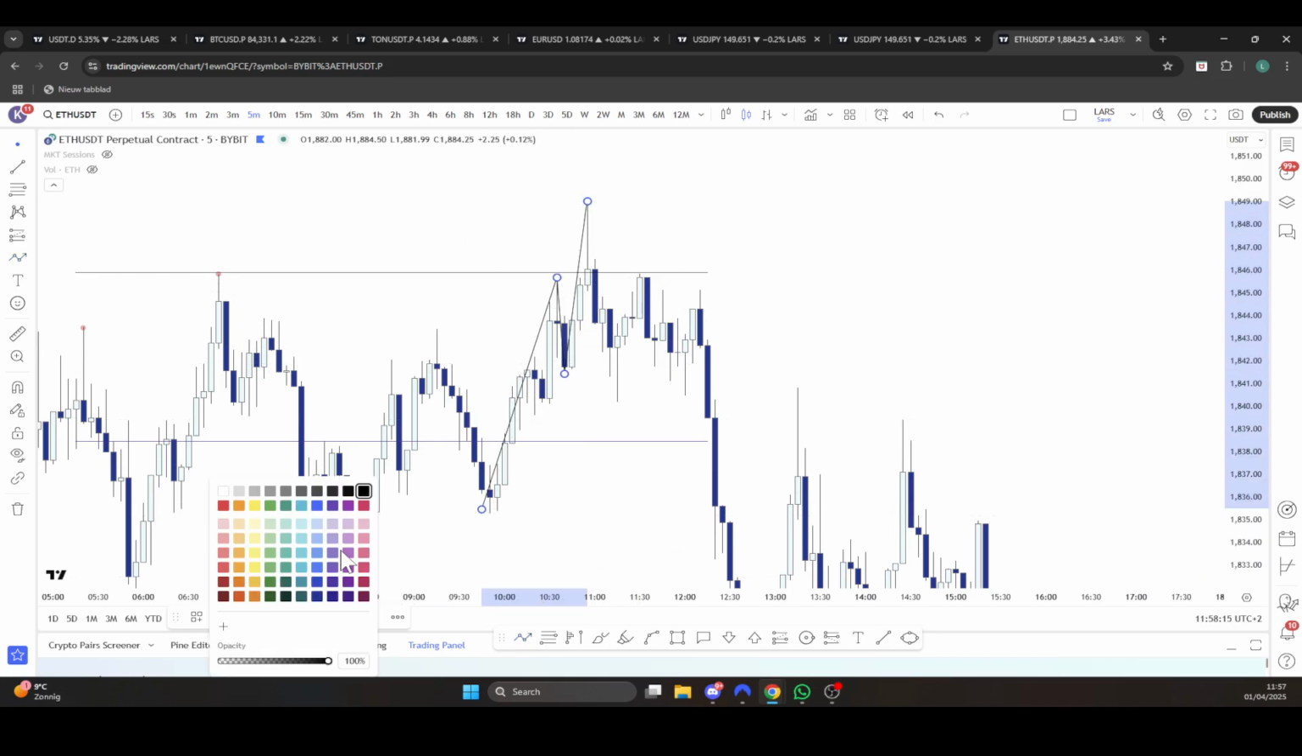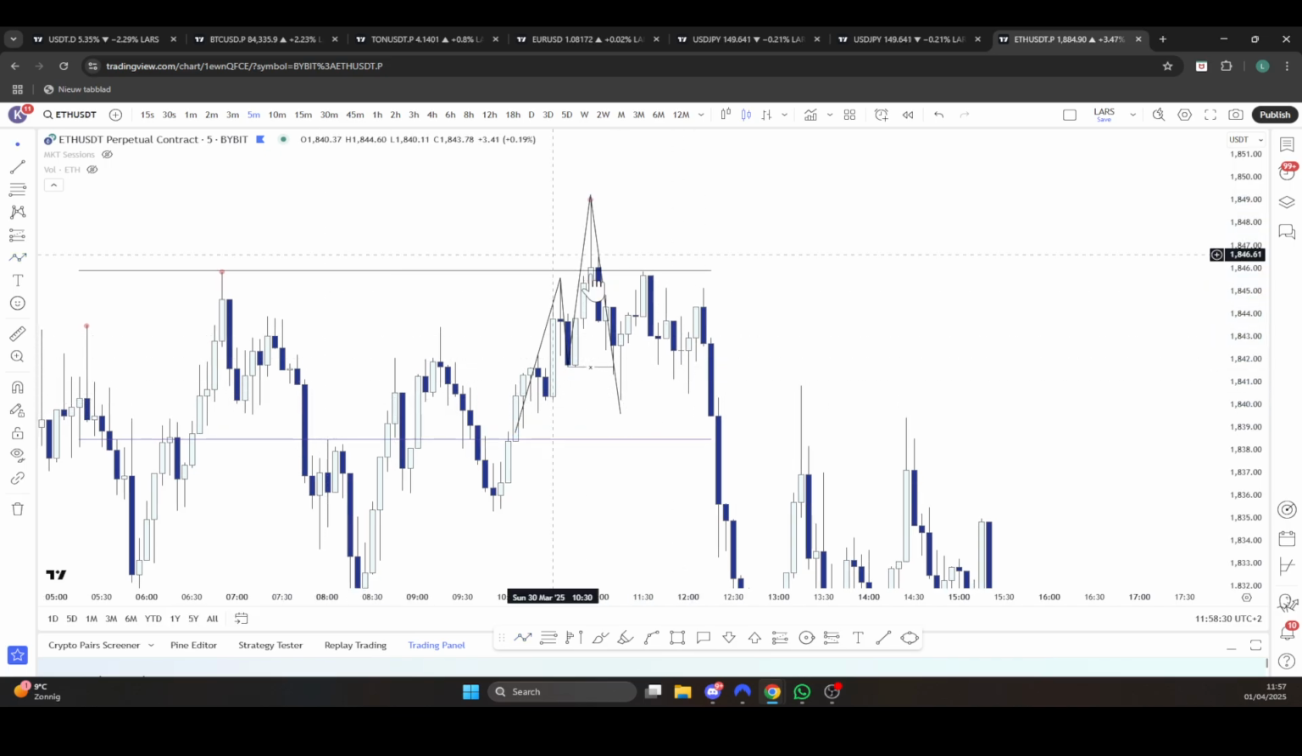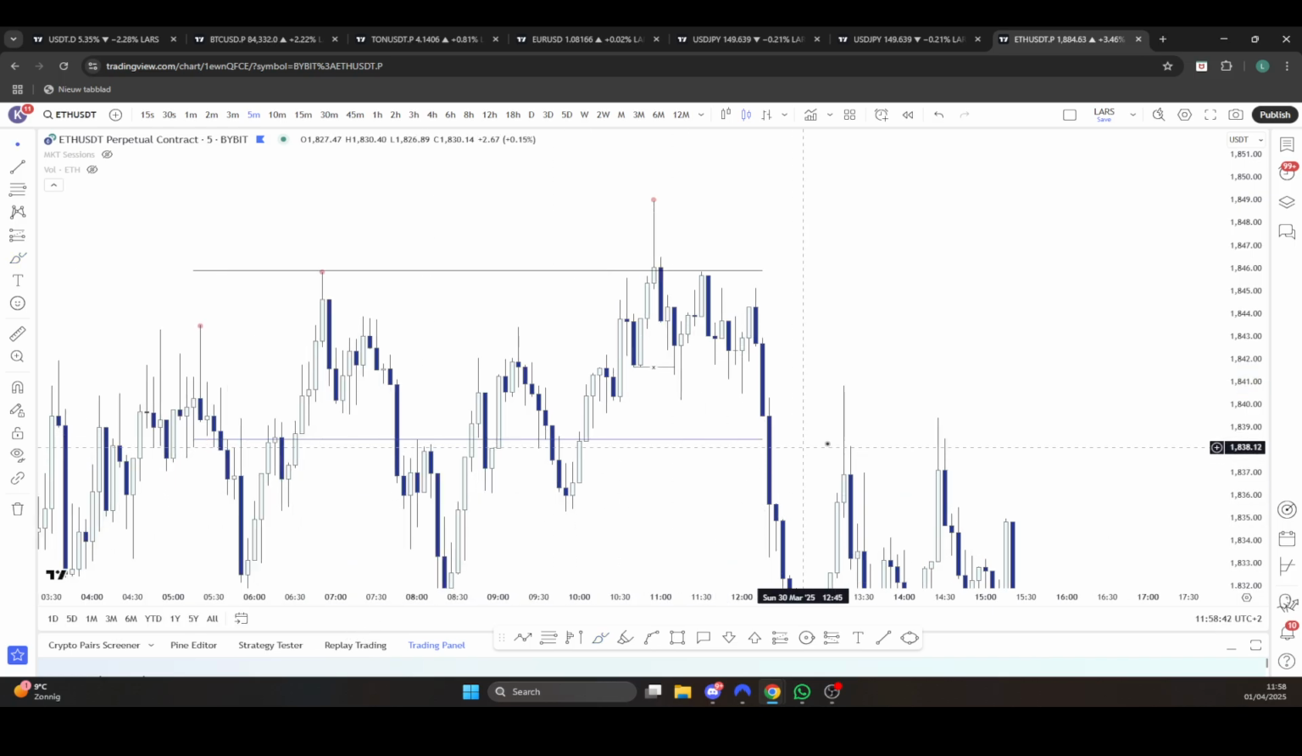And in order to confirm that distribution model, you need a sweep of your range low right there. Or, apologies, not a sweep of the range low. You need a break of structure. So price needs to close below this market structure low in order to confirm the Model 1. But instead, we SFP'd our market structure low. And that is not a confirmation. So we cannot short here on the break of structure because there is none.